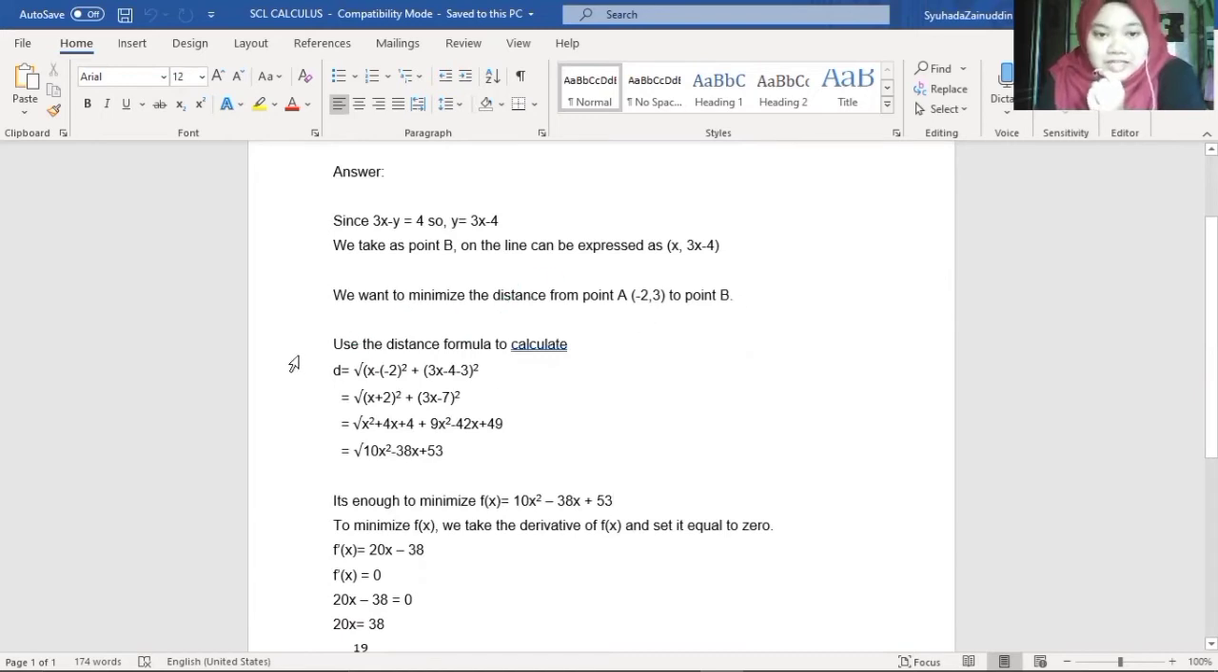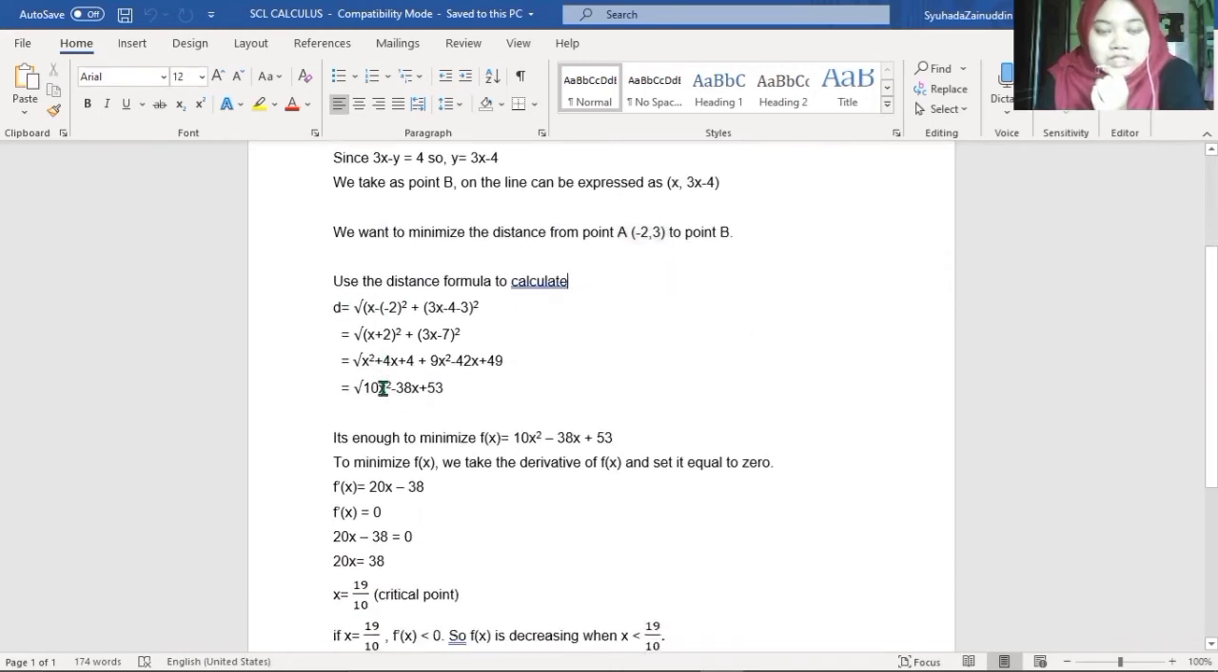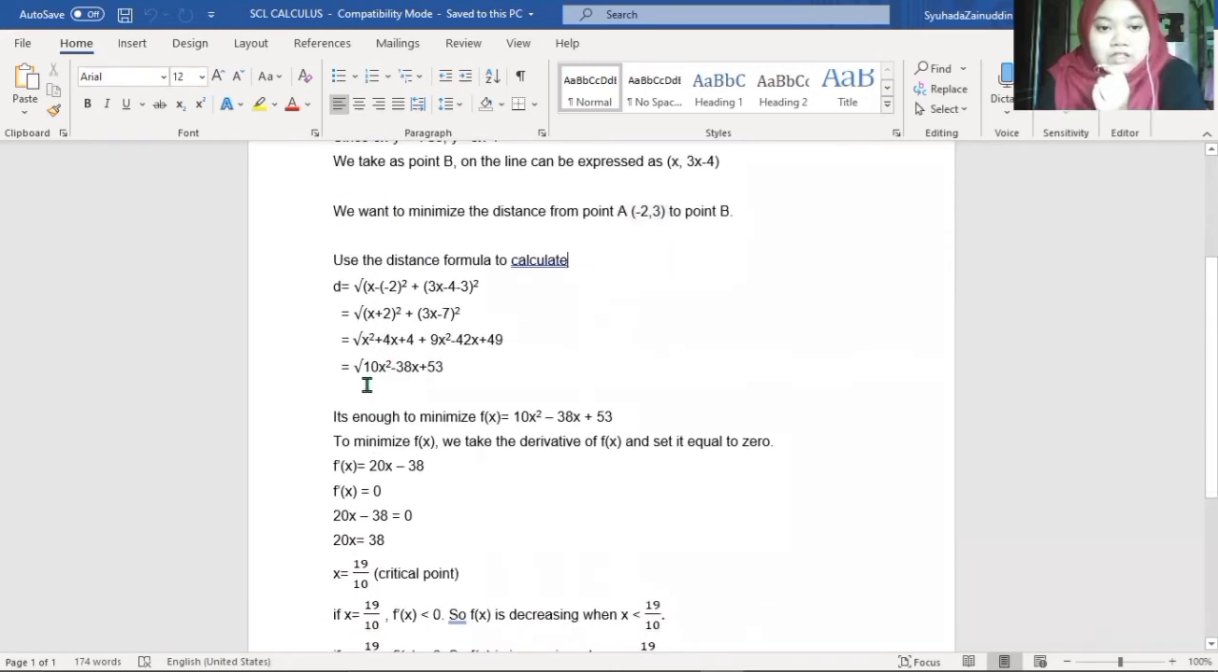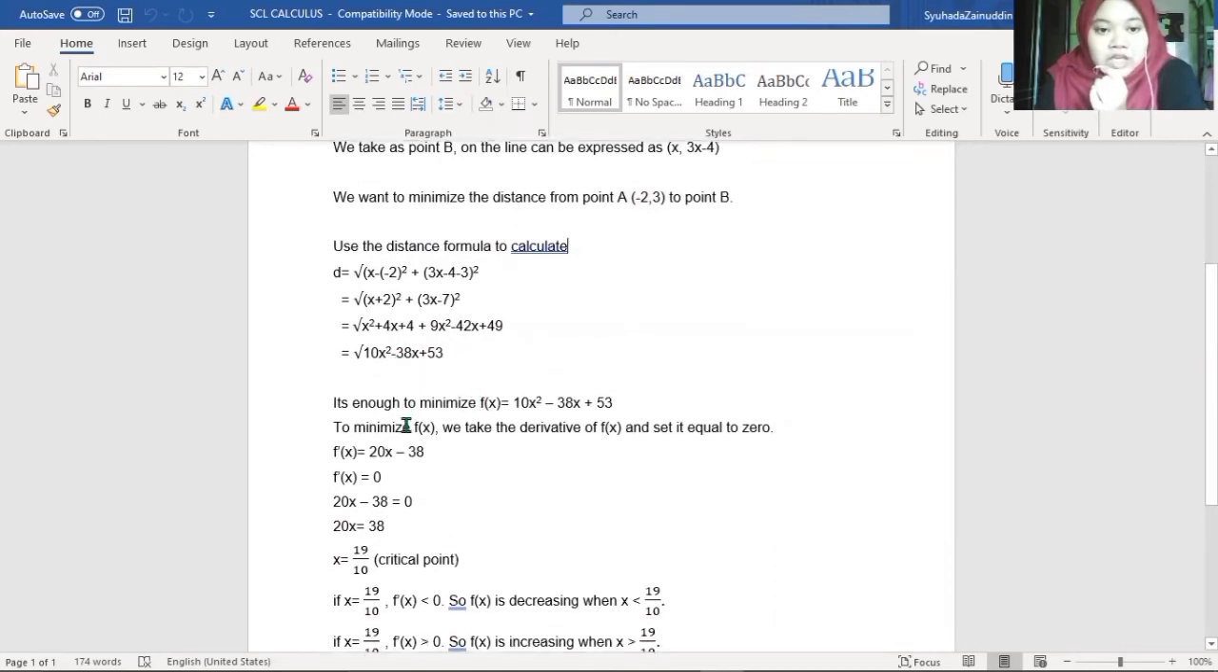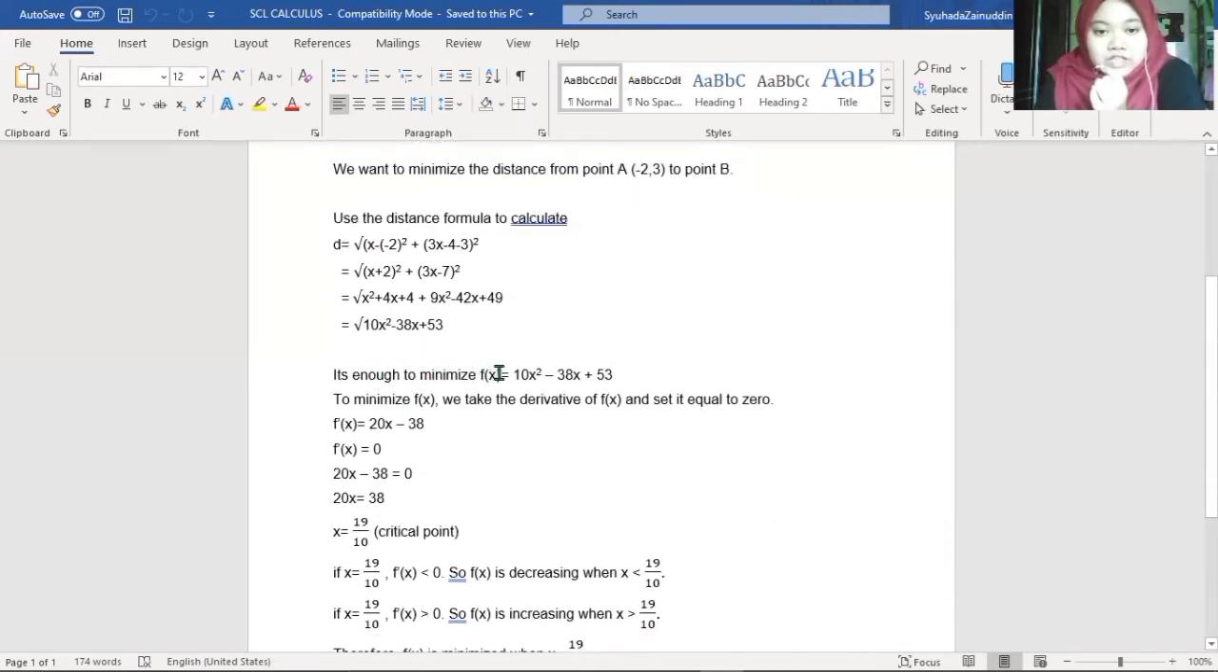To calculate this, we need to use the distance formula. So we substitute the value that we already have here, which is negative 2, 3, in this distance formula, and we got 10x squared minus 38x plus 53. It is enough to minimize the function 10x squared minus 38x plus 53.